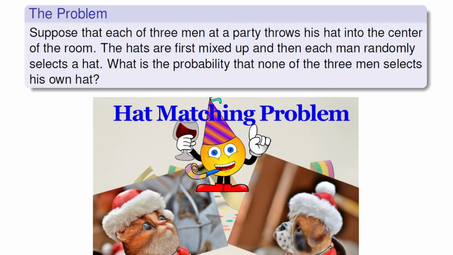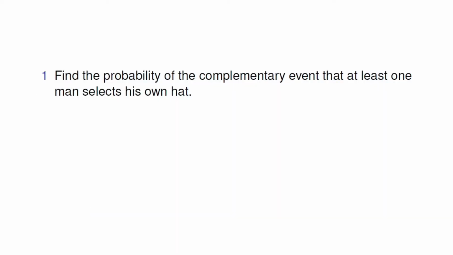All right, now let's consider this. First, we're going to define some events. The general idea of solving this problem is to first find the probability of the complementary event. So what is the complementary event of none of these three men selecting his own hat? The complementary event is that at least one man selects his own hat.